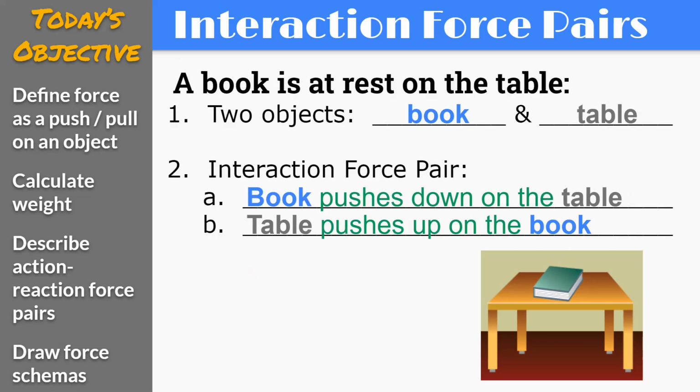And so this is your interaction force pair. The book pushes down on the table. The other half of that force pair is the table pushes up on the book. You can do this with an interaction between any two objects. It doesn't have to be a book and a table. So long as you have an interaction between those two objects, a push or a pull, a force there, then you can describe this force pair. And again, these forces would be equal and opposite to each other. The force with which the book pushes down on the table is equal to the force with which the table pushes up on the book.